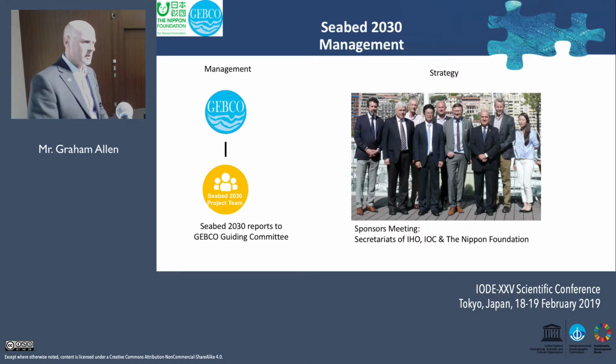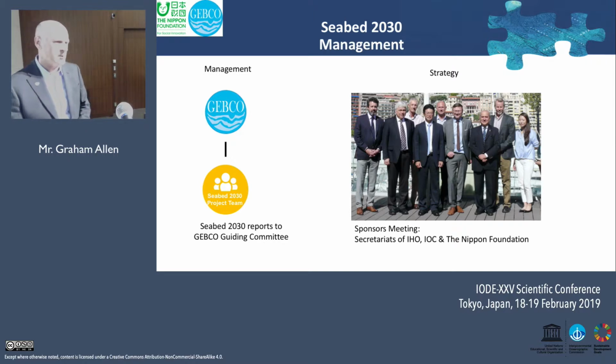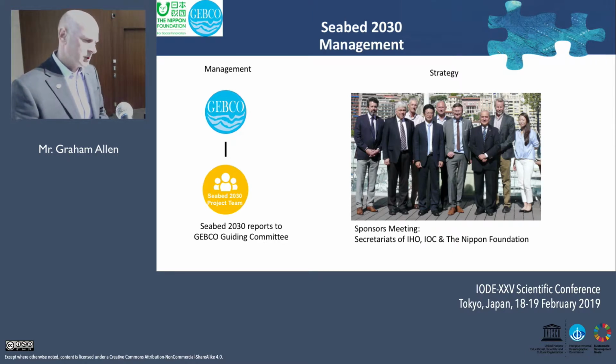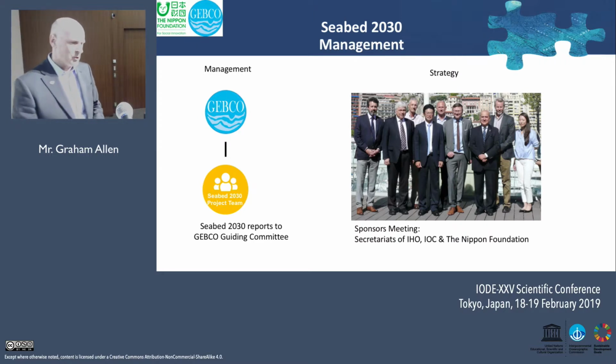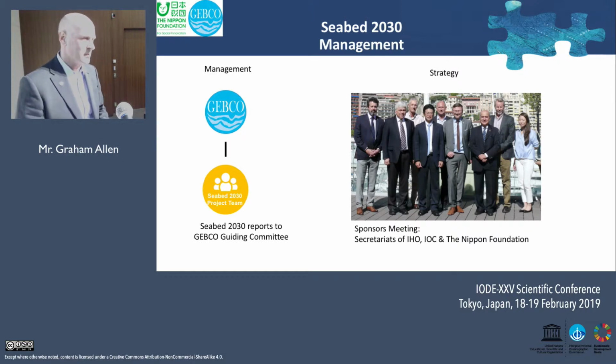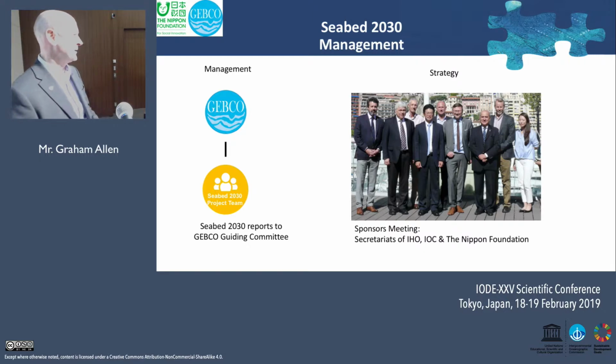However, on the right-hand side, we've formed a sponsors group which consists of the IOC Secretariat, and you can see Vladimir and Julian over to the left there. Next to Vladimir is David Wyatt of the IHO at the back, and then moving to the right is Mr. Uno, who's the Executive Director of the Nippon Foundation, who'll be speaking this afternoon. I don't believe he's here yet, so no.